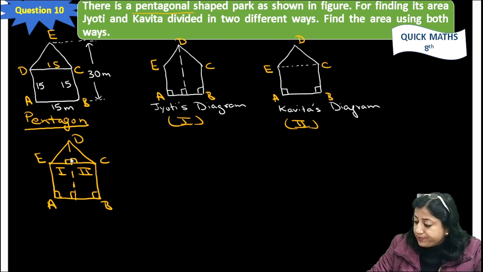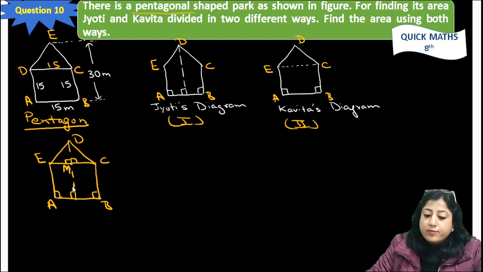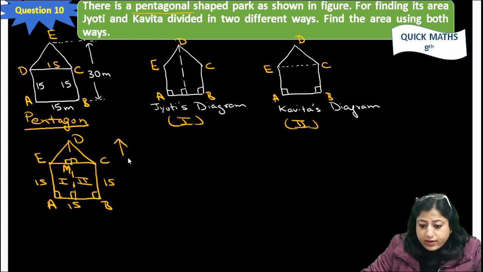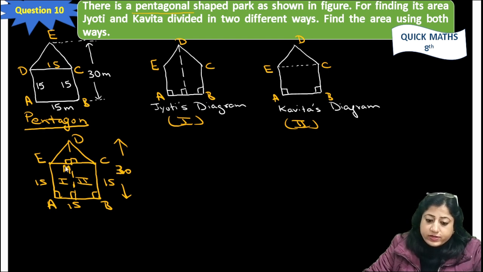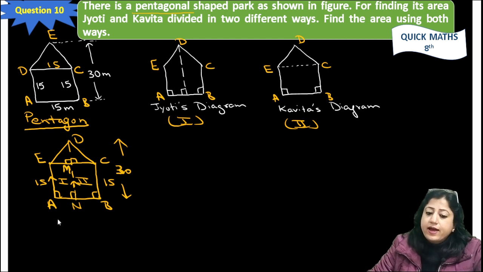Let it be M, we can name it as M. This is the first and this is the second. Here this is 15, this is also 15, this is 15 and the remaining one is 30. The major height is 30. So for the first trapezium, AE and DN are the two parallel sides.